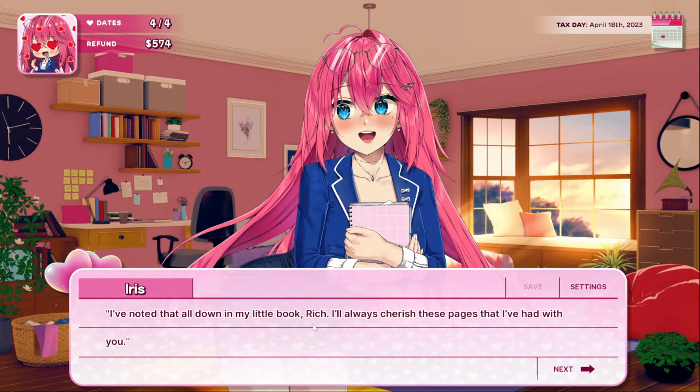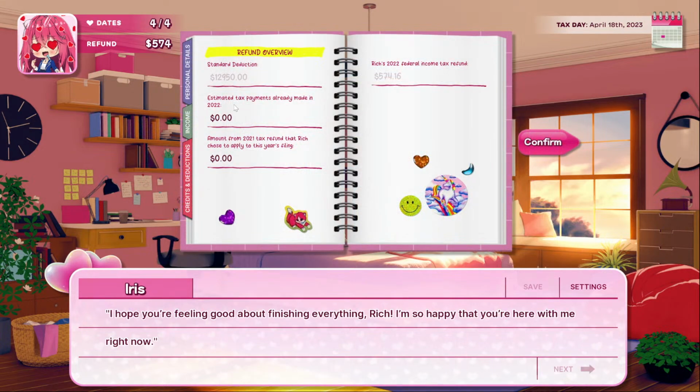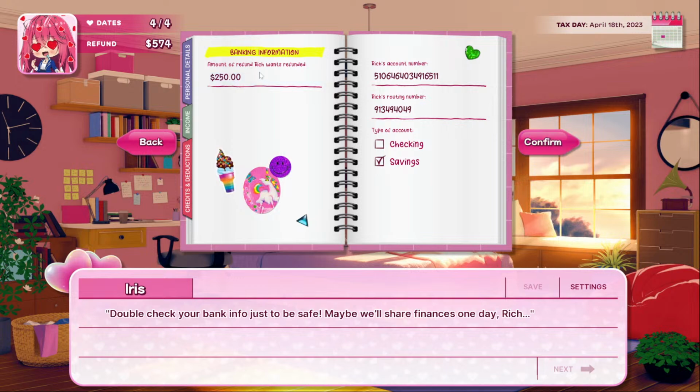I wrote that all down in my little book, Rich. I've always cherished these pages that I've had with you. Please look over these final few pages. Are you ready to go all the way? Yeah. Okay. Refund overview. Standard deduction. How many tax payments already made in 2022? Can I look at the calculation? Why did you think I overpaid? Amount of refund. Savings.